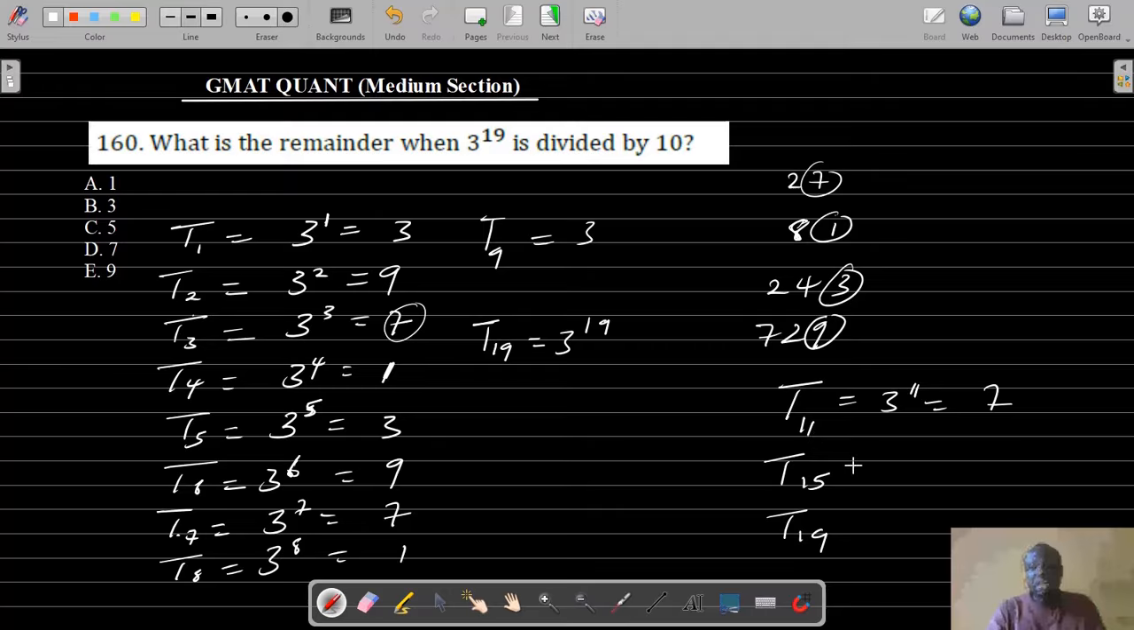So after every fourth term, it repeats itself. T15, which is 3 raised to power 15, has the same unit value as T11. That will also be 7. And 3 raised to power 19 has the same unit value as T15, which is 7. So it's simple. We can see that 3 raised to power 19 has a unit value of 7. And the unit value, like we've emphasized, is the same as the remainder. Of course, the answer to this question is D, which is 7.